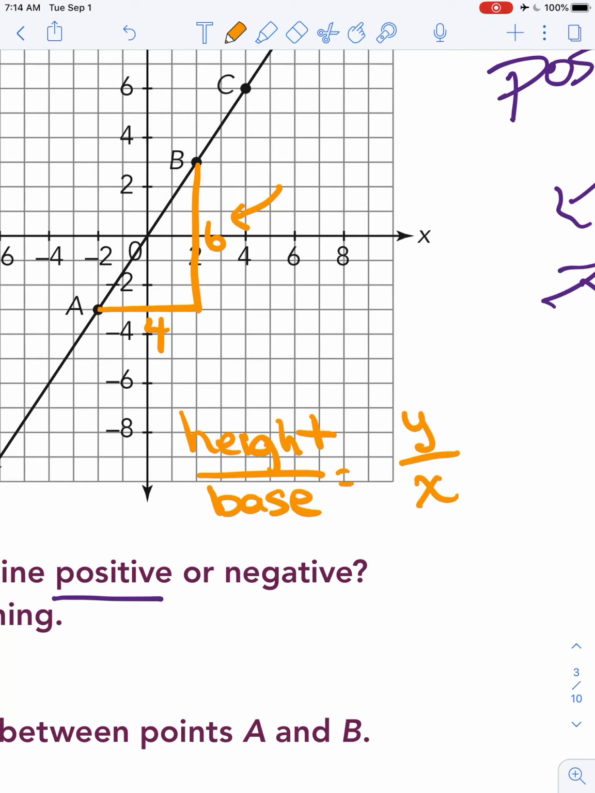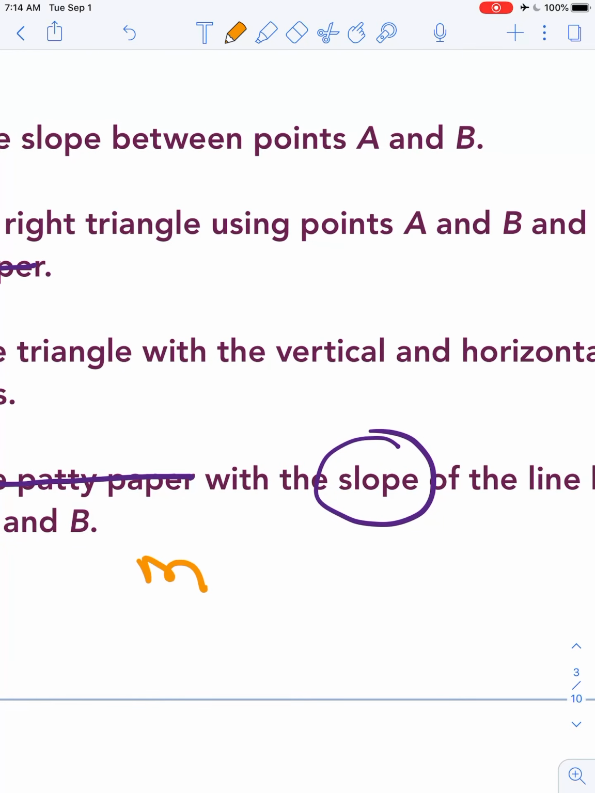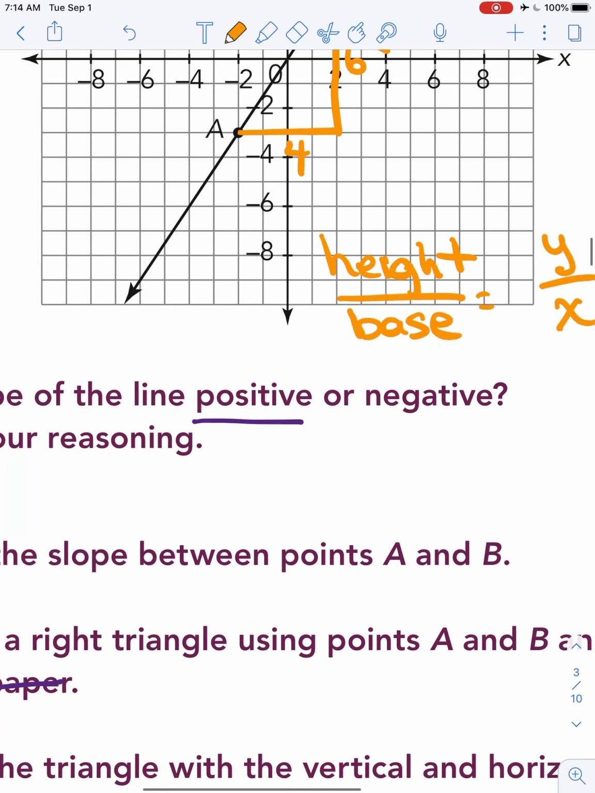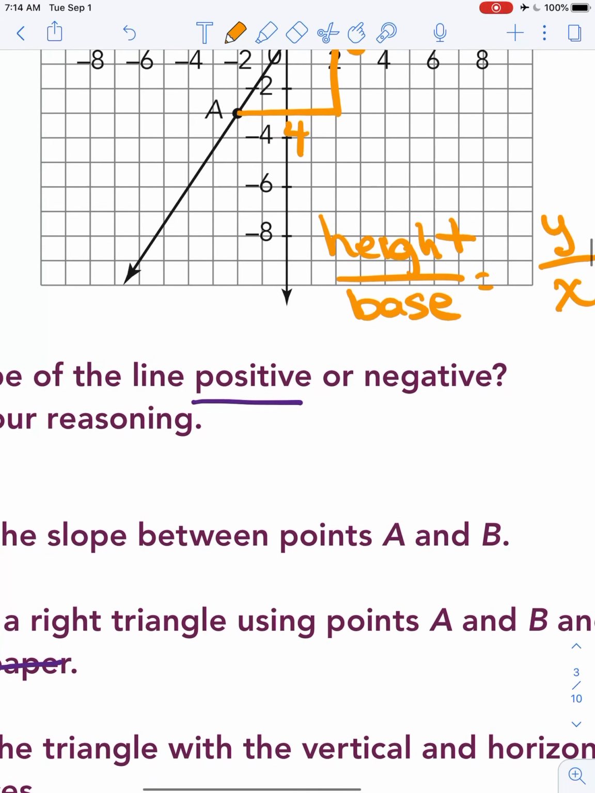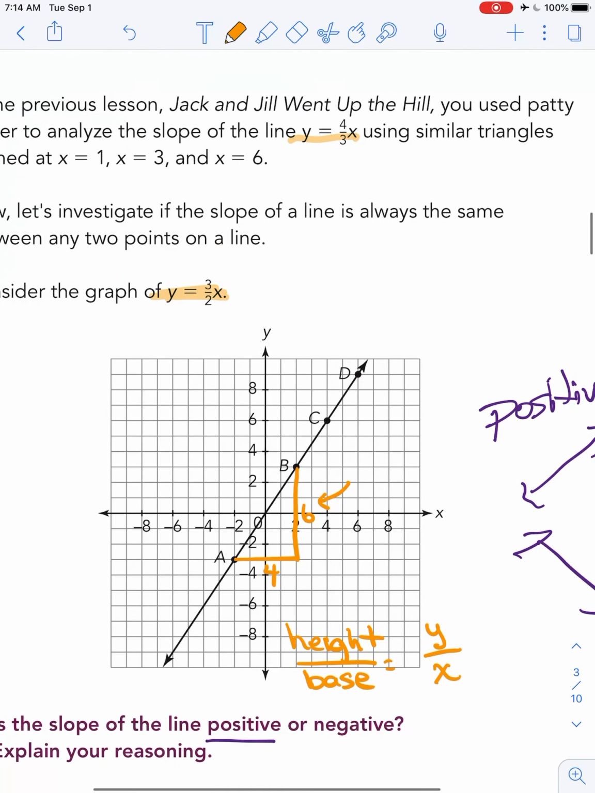So when we're talking about that, the height or the change in y is 6. So down here, I'm going to write m is equal to 6 over, and the base or the x value, the change in x, is 4. Now, this is not simplified. We need to simplify that, and it would be this right here, 3 over 2. Now, didn't we already know that? Because right here it told you that it was going to be 3 over 2.